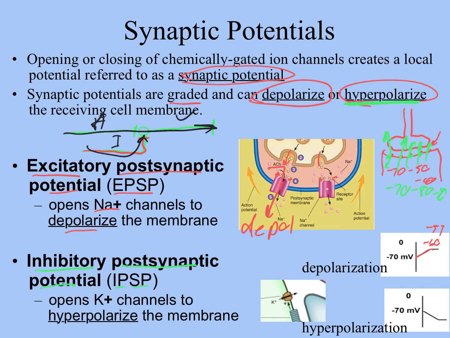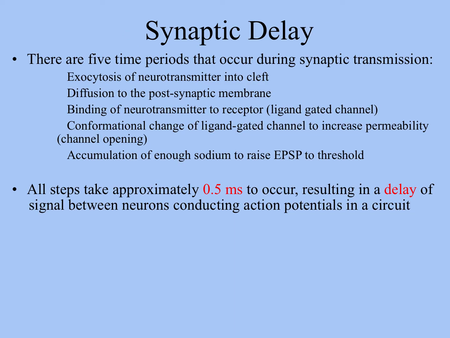So every time we add a synapse into a circuit, we introduce a delay. And there are 5 time periods in synaptic transmission that result in a delay of the signal. One is you have to have exocytosis of the neurotransmitter into the synaptic cleft. That takes a little bit of time to activate those vesicles to cause them to release the chemicals into the synapse.